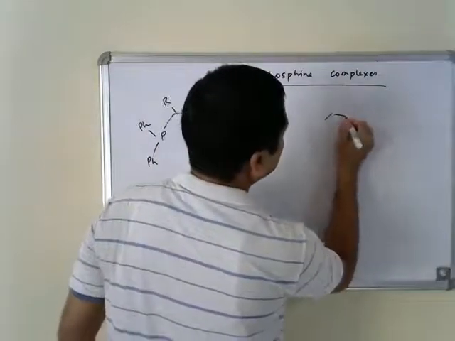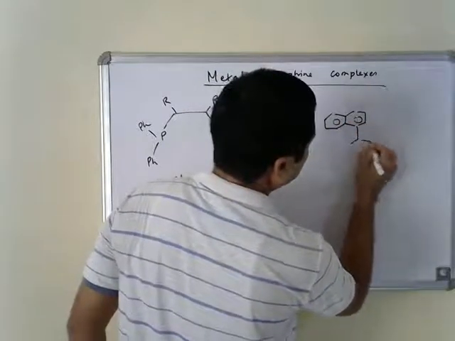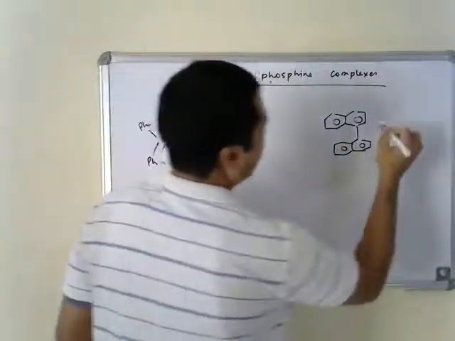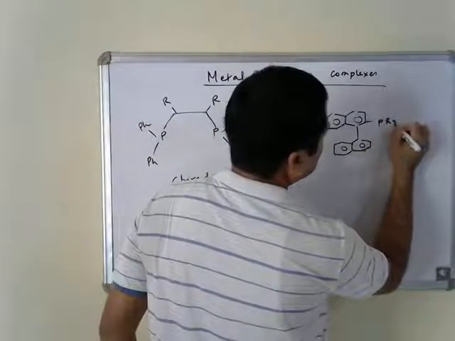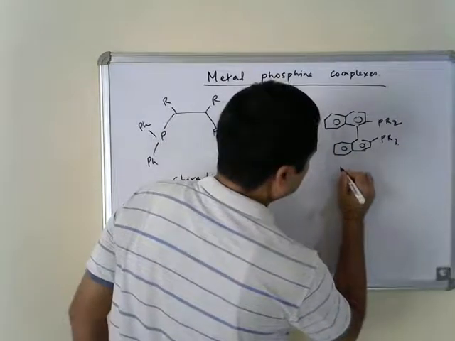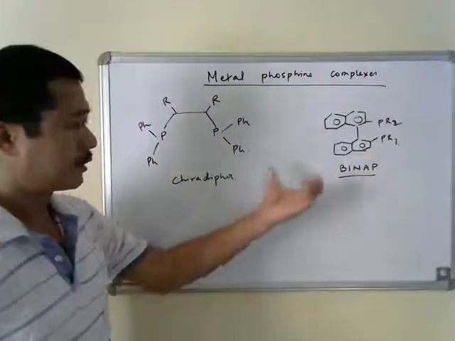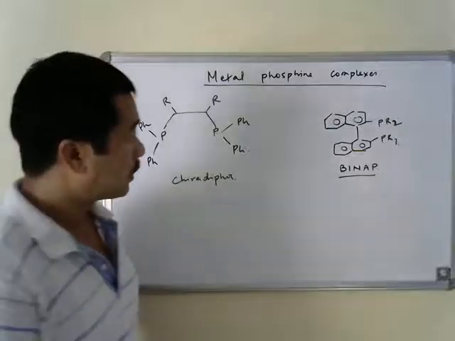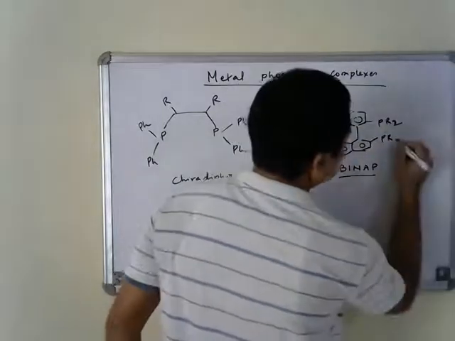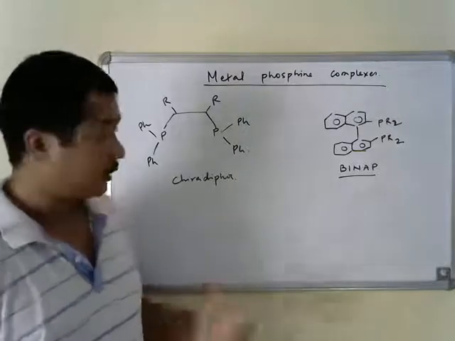It contains the bis-naphthalene group here and the phosphine. So this is known as BINAP. It is abbreviated as BINAP ligand. Again, a very important or very commonly used ligand to prepare active catalysts for many reactions.